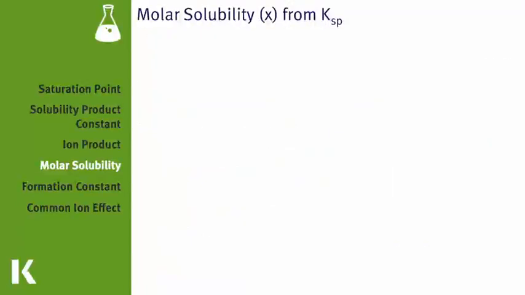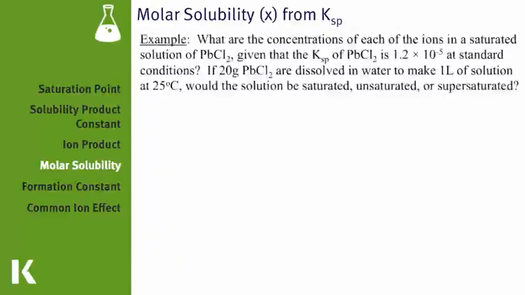Of course, if we can go in one direction, we can also go in another. In this next example, we'll use the given KSP of lead 2 chloride of 1.2 times 10 to the negative 5th to answer a few questions. First, what is the molar solubility, or concentration at equilibrium, of the lead and chloride ions? Then, if you were able to dissolve 20 grams of lead 2 chloride into a 1 liter solution, what type of solution, unsaturated, saturated, or supersaturated, would you have?